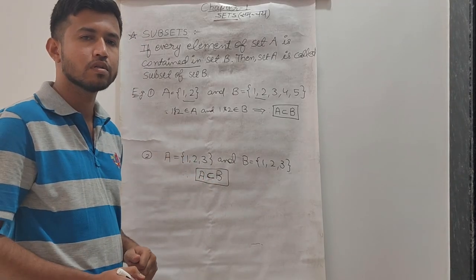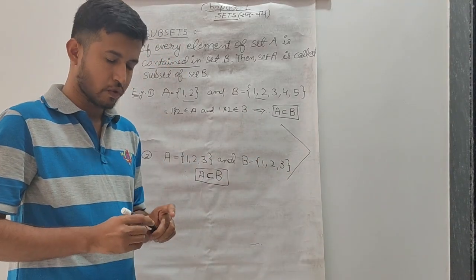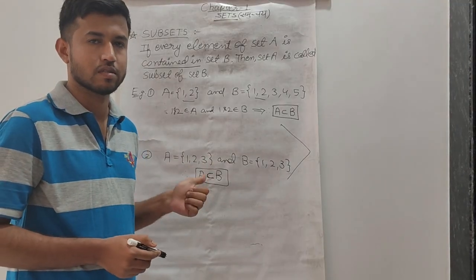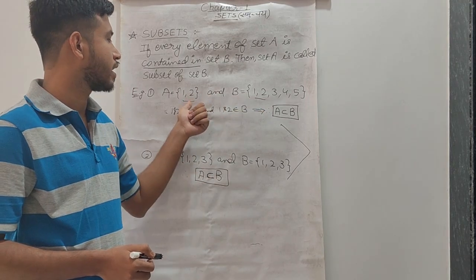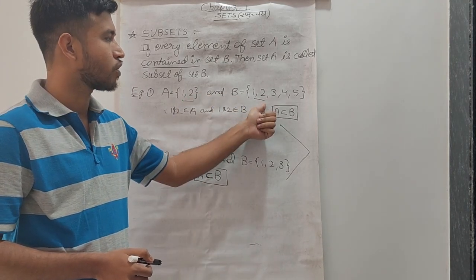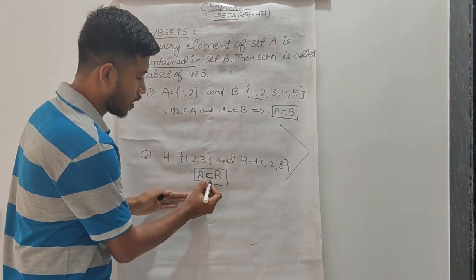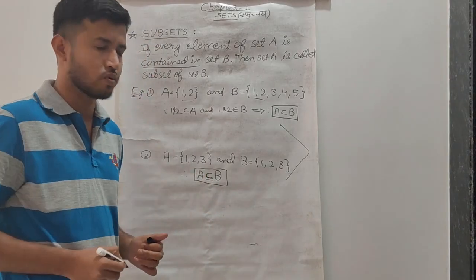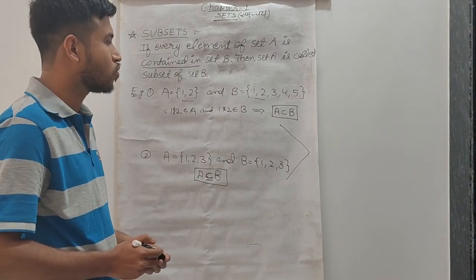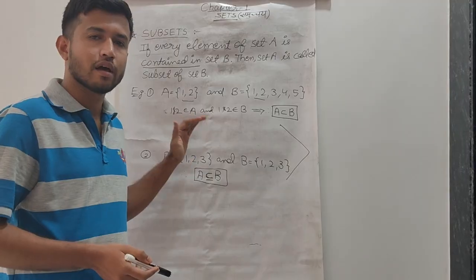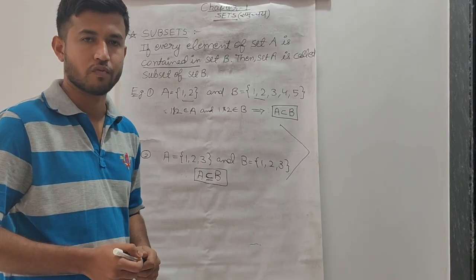But in these two examples, you can notice some difference. What is that? In the first, set A has 2 elements and set B has 5 elements. In the second, both have the same number of elements. So here it takes the sign of equals also: A is contained in B and A is equal to B also. So in set theory, these different examples have different names.